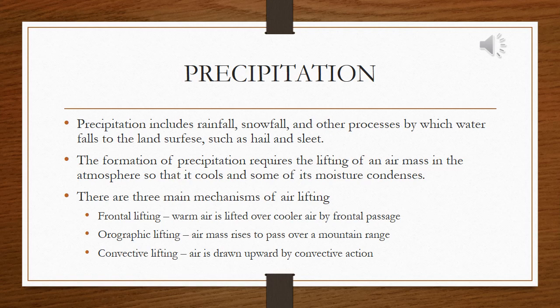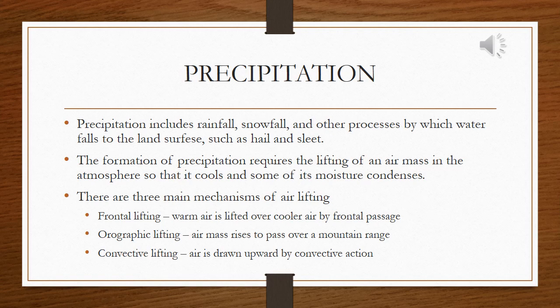Frontal lifting: warm air is lifted over cooler air by frontal passage. Orographic lifting is when an air mass rises to pass over a mountain range. And convective lifting is when air is drawn upward by convective action. All this was covered in detail in the hydrology class last year, so I'm just going to remind you of it as precipitation.